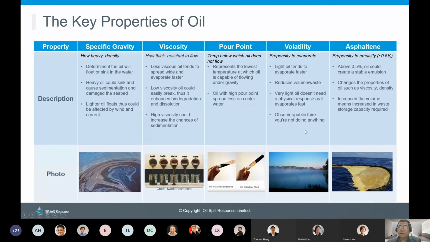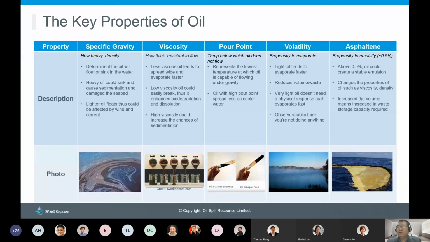But the downside is the observer or the public actually thinks we are not doing anything. That is the downside of this, if we are not showing the public that we are actually monitoring the situation, and being ready to deal with it once the situation changes.